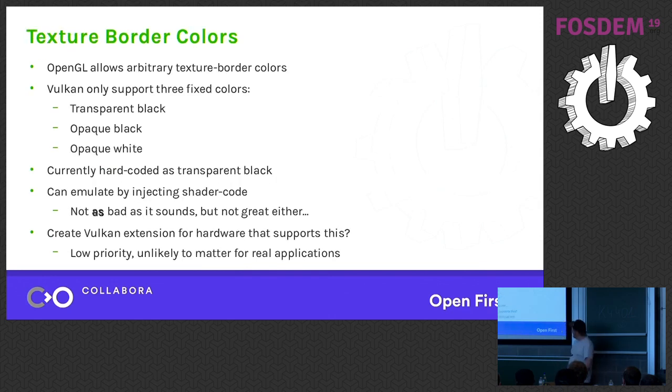Texture borders are a little bit different. In OpenGL, you can have arbitrary texture border colors. And in Vulkan, there's 3 different ones you can have: transparent black, opaque black, and opaque white. We just hard-coded it as transparent black all of the time, and I've only seen synthetic tests give any problems.